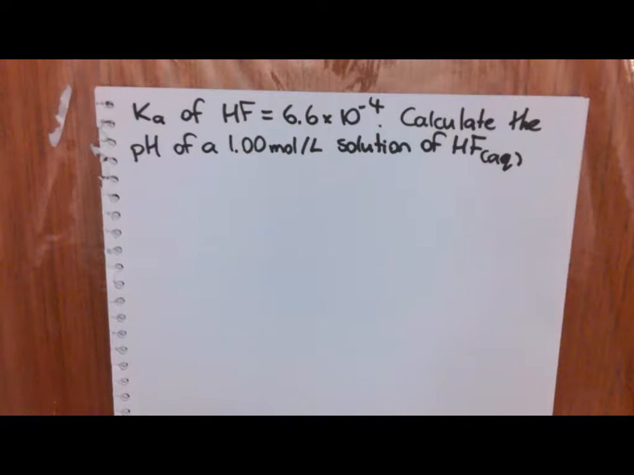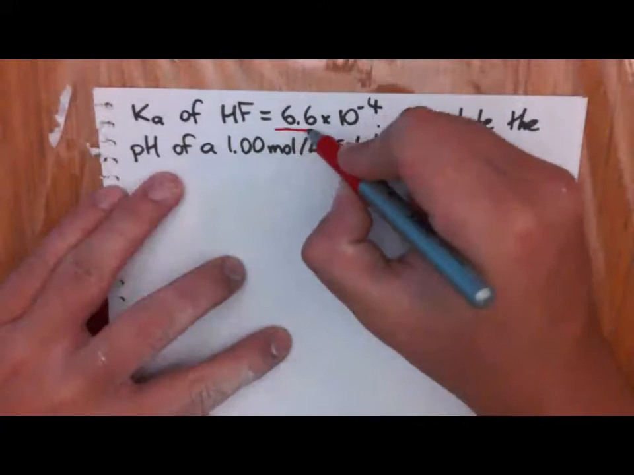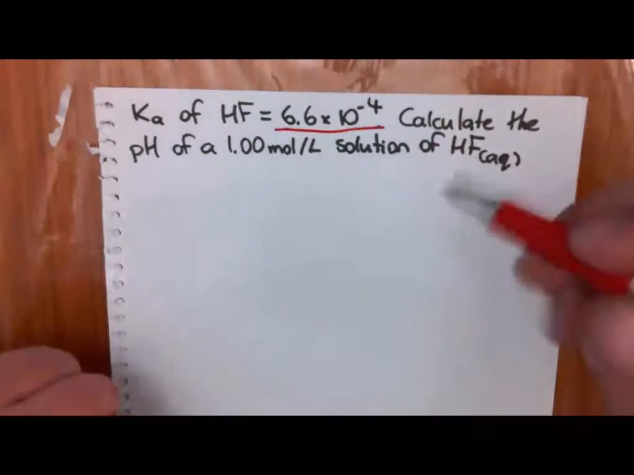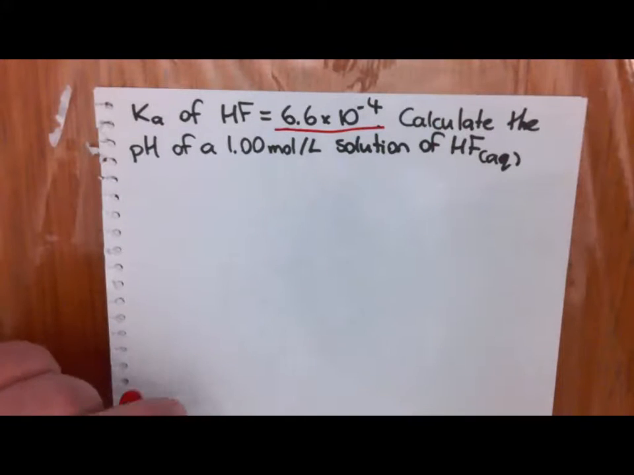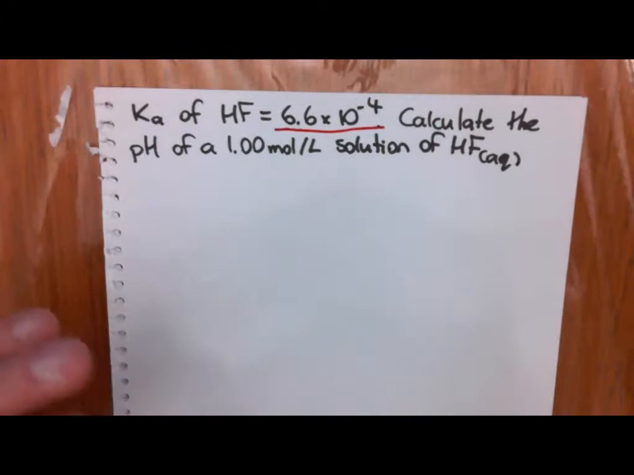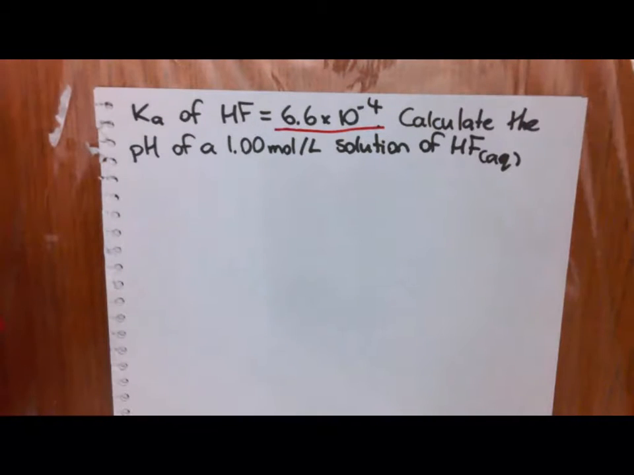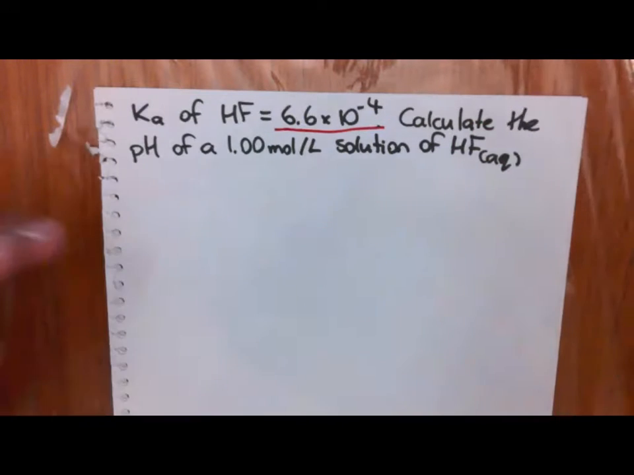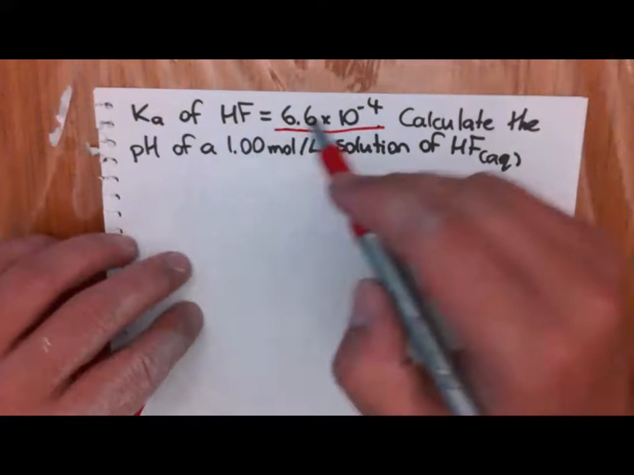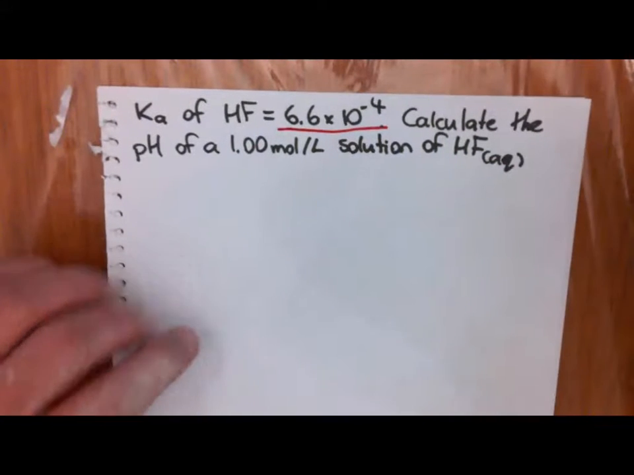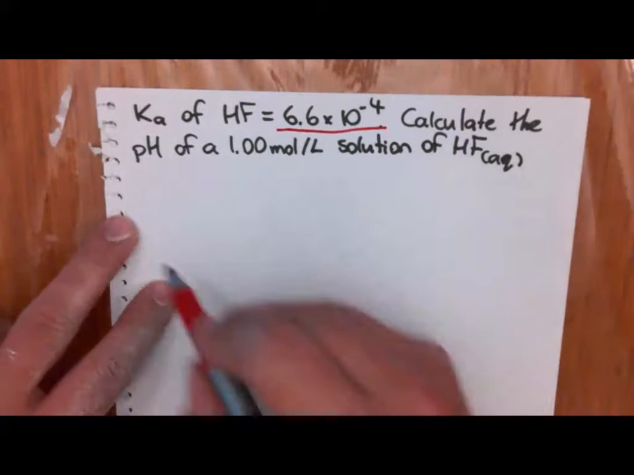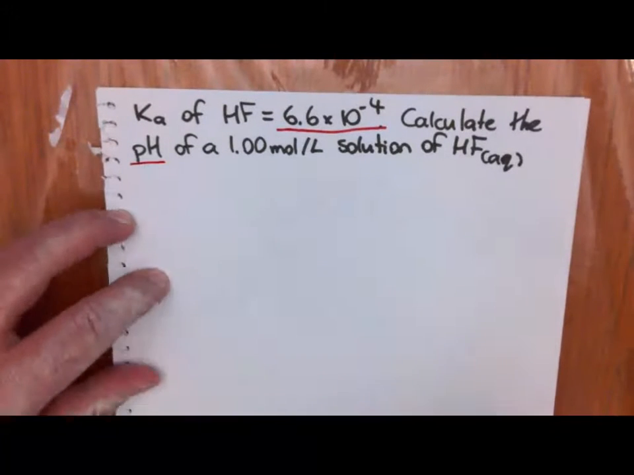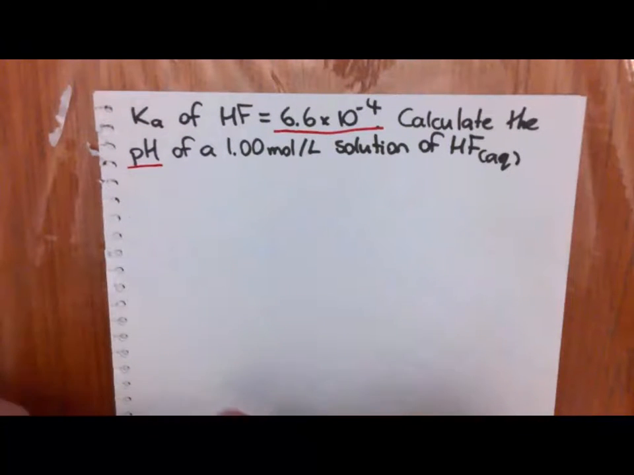So when we look at this question here, whenever I see Ka values that are very small, like this one, 10 to the negative 4, 10 to the negative 5, even 10 to the negative 7, you're going to immediately think that it is a weak acid. With these very small Ka values, we immediately know that HF, or hydrofluoric acid, is a weak acid. So what we're asked to do is calculate the pH of a solution that is 1 mole per liter of hydrofluoric acid.